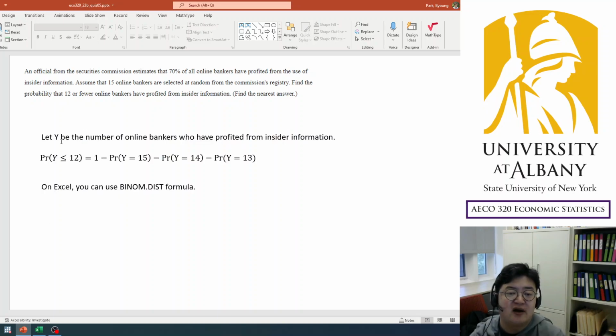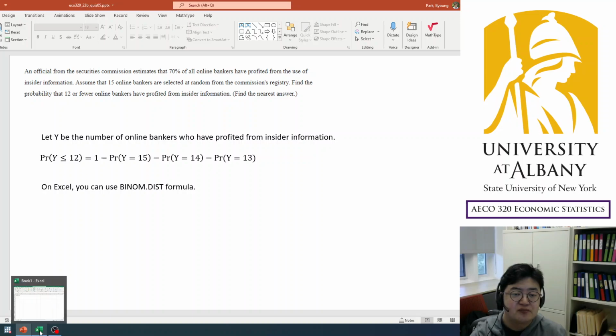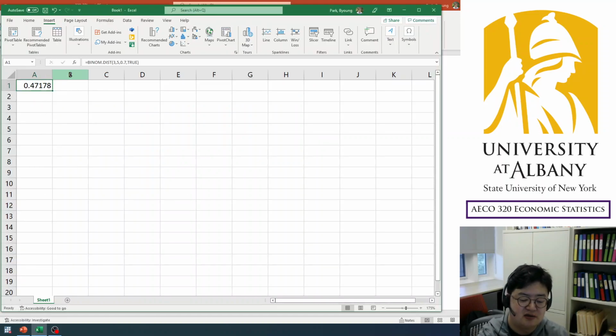I'm going to define Y as the number of online bankers who use the insider information, and we are going to calculate the probability that Y is 12 or fewer. If you use the formula, you are going to calculate these probabilities and subtract from 100%. But it'll be really, really difficult. So just go to Excel.